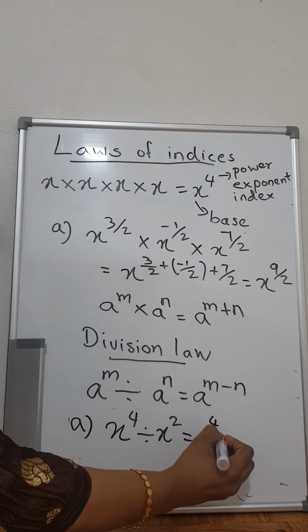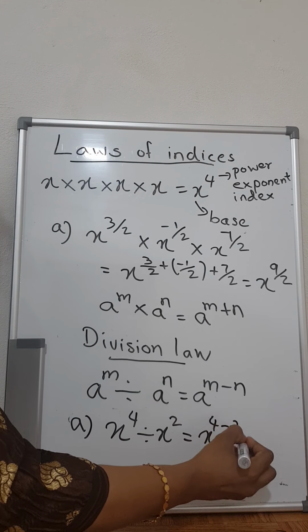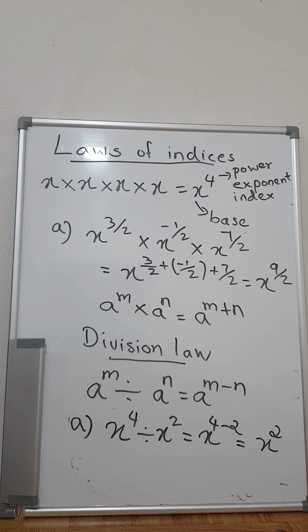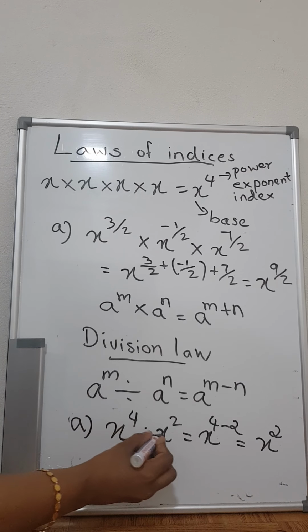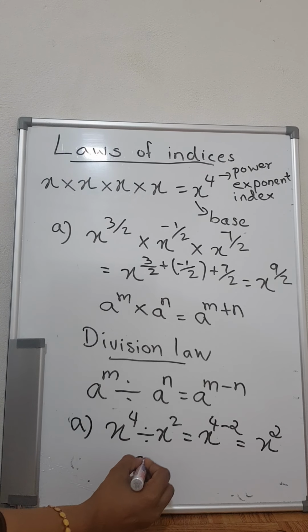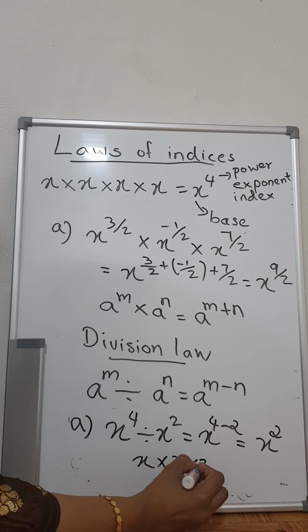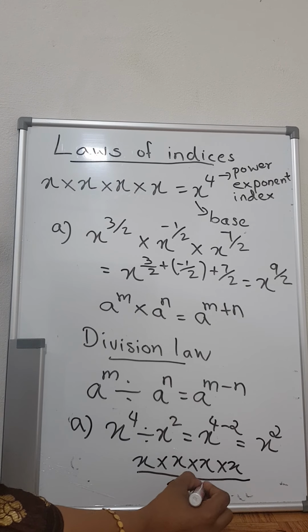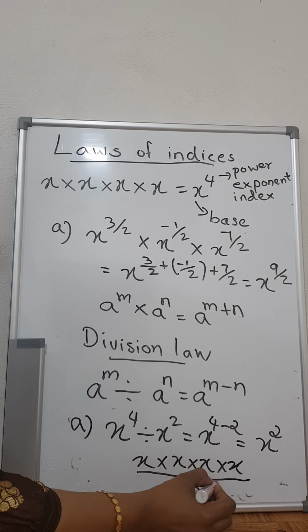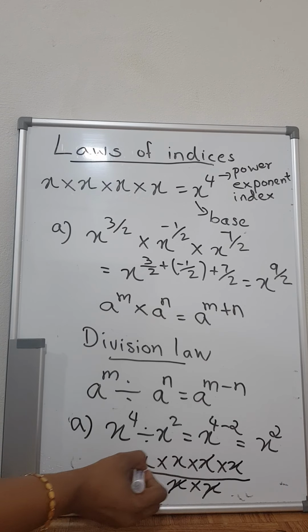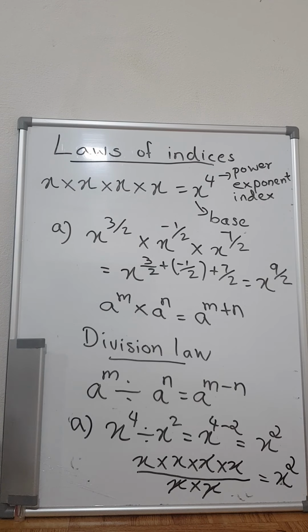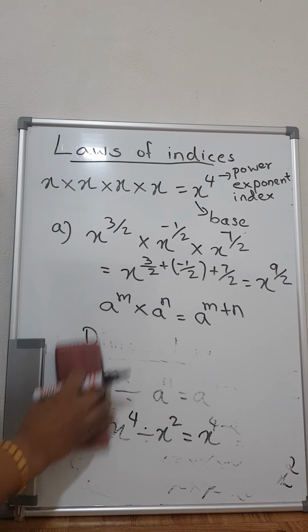x to the power 4 minus 2. That is x squared. Do you think how we got it? Let's check. x to the power 4 divided by x squared. x to the power 4 means x times x times x times x divided by x squared. So x times x cancel out. Common ones. How many x remaining? x times x. That is x squared. The same thing we are doing here also, but we are using a simpler way. That's all. We'll see more examples from the division law.